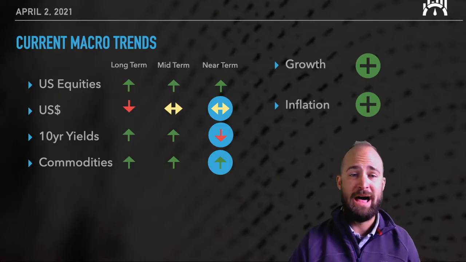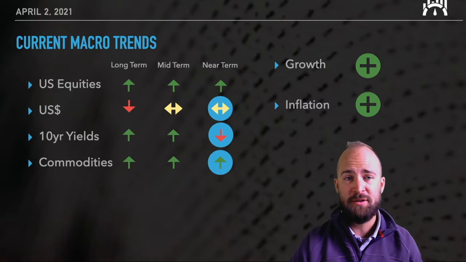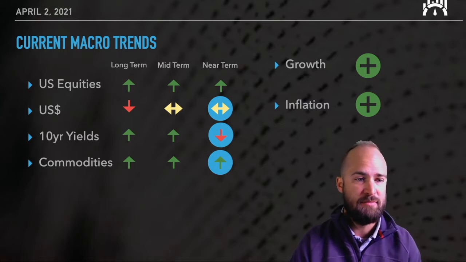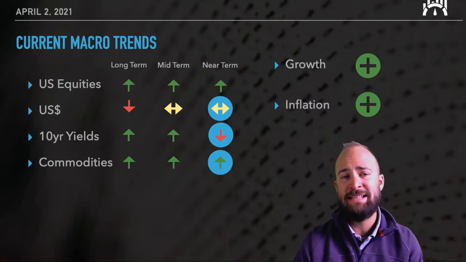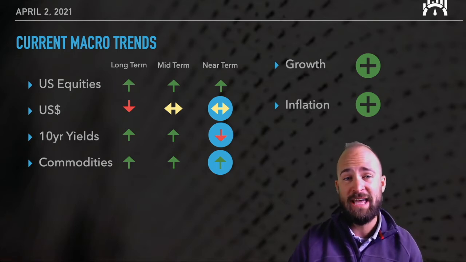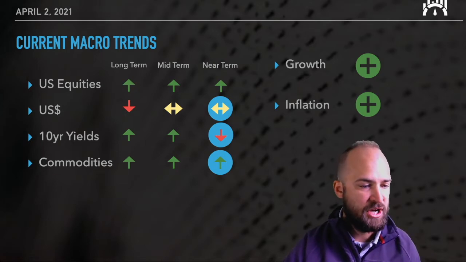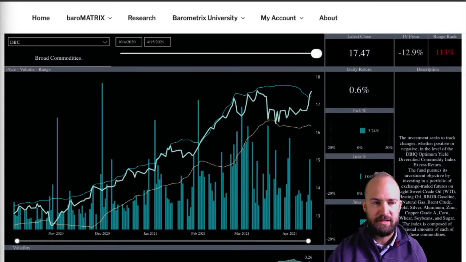Lastly, let's talk about commodities, where we also saw a change in the near term. So the long term and midterm, still solid uptrends for commodities, but recently we had seen some near term weakness in the space. Now, this week that changed, where commodities turned higher once again. Let's have a quick look at the chart to see what's going on under the hood here.